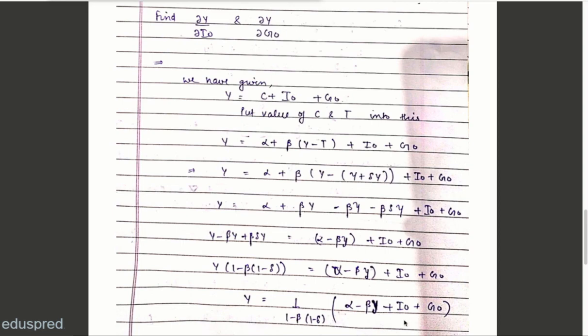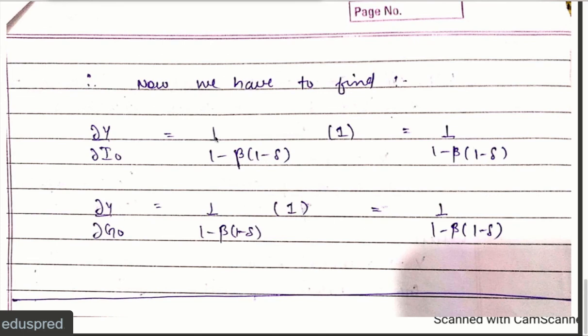And now we have to differentiate this with respect to I0 and G0. That is nothing but 1 divided by (1 minus beta) multiplied by (1 minus delta). So your partial derivative of Y with respect to I0 is 1 divided by (1 minus beta) multiplied by (1 minus delta). Similarly, your partial derivative of Y with respect to G0 is again 1 divided by (1 minus beta) multiplied by (1 minus delta).